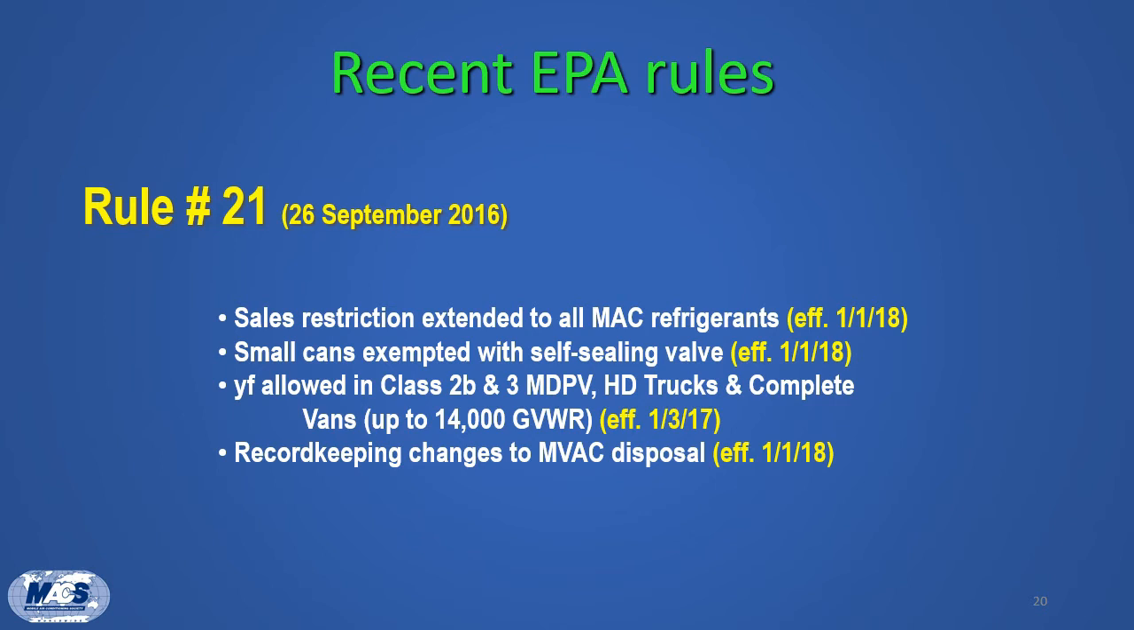Since the original Clean Air Act in 1990, we've had 21 new rules come out from EPA, the most recent one being September 2016. And for those of you who were around in the 90s, you probably remember the sales restriction that we had on R12, which basically was that technicians needed to have a 609 card or a MACS card so that they could walk into a local parts distributor and buy cylinders of R12. Well, the EPA never carried that restriction forward to include R134A, at least not until they passed this rule that took effect on January 1st of 2018.